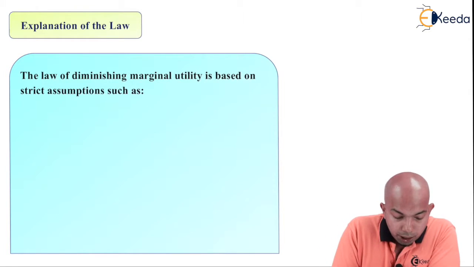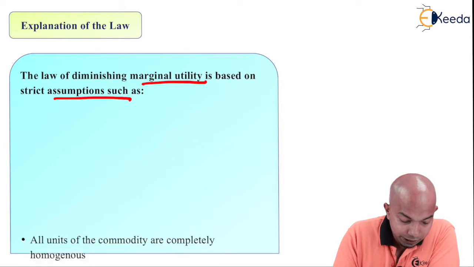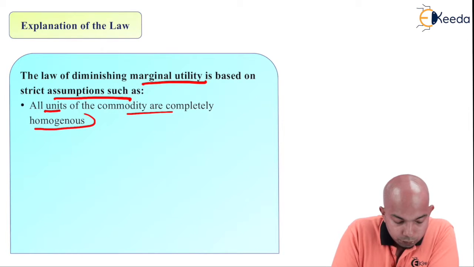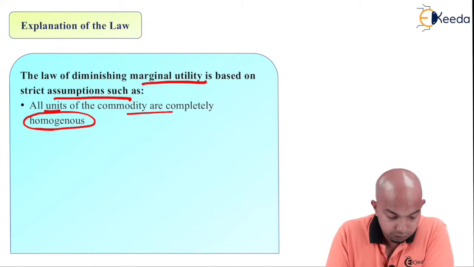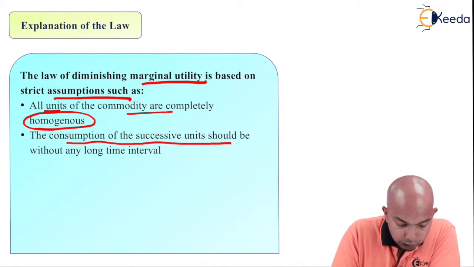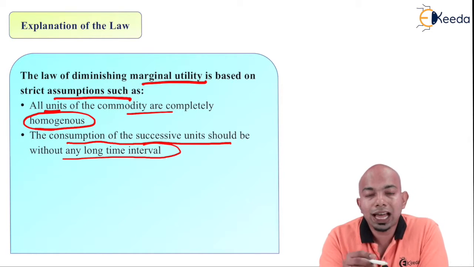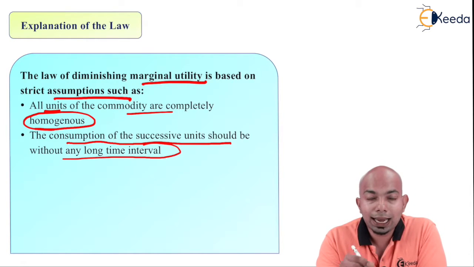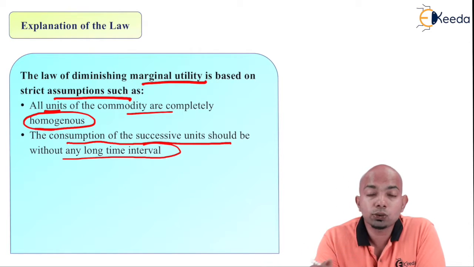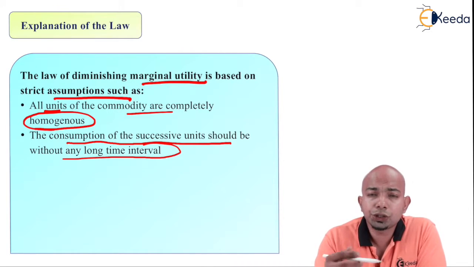Now, the law of diminishing marginal utility is based on strict assumptions. What are they? The first one is that all units of the commodity consumed are supposed to be homogeneous, one kind. Next, the consumption of successive units should be without any long time interval. You should have it back to back. It shouldn't be like I had it today, then tomorrow I'll have one, then I'll have another one. If you're having it today, the next will be after an hour, or rather after half an hour. It should be at a regular interval, which is not very long.